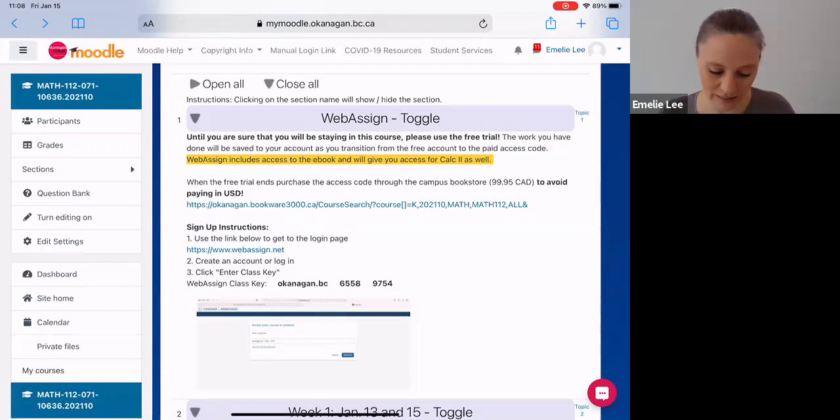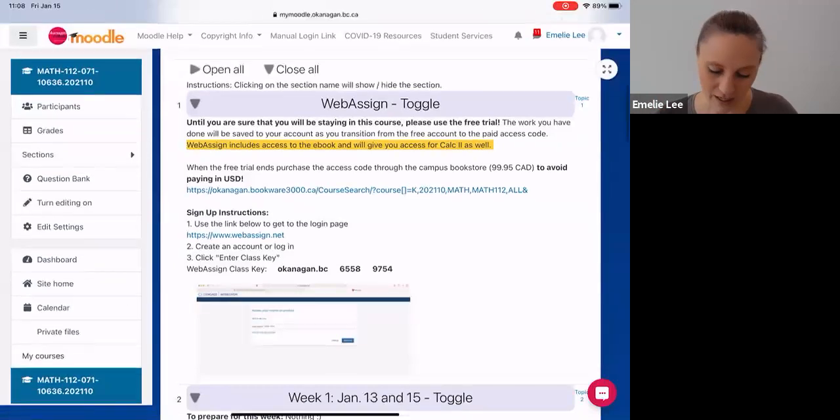And so I put the link to our online bookstore. You can buy it in other places. I just want to make sure that you're not paying too much. So as long as you're paying $99.95 Canadian dollars or less, then I'm happy. Okay. I don't know where you would be able to find it for less, but anyways, if you find it, let me know.